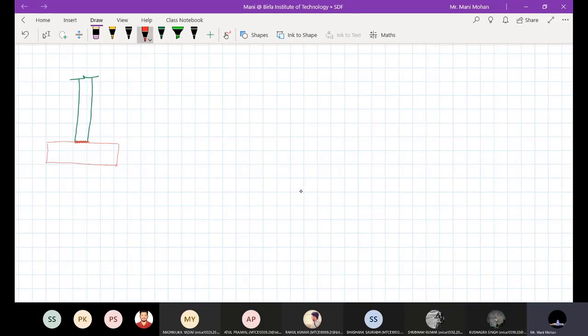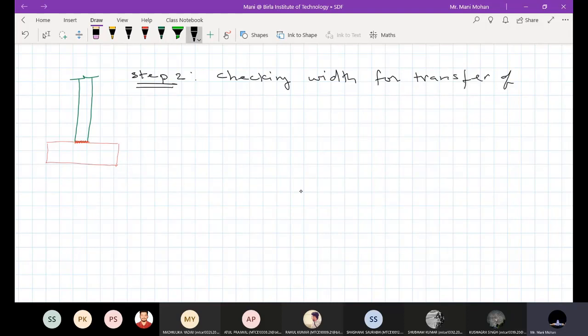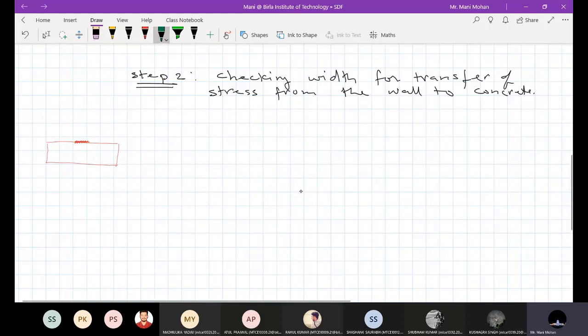So my step 2 is checking width for transfer of stress from the wall to the concrete. In fact, the kind of footing which you are having is like this. Okay, it is stepped. So at the interface, this width which is given to you is 400 mm. This is what was said in the question.